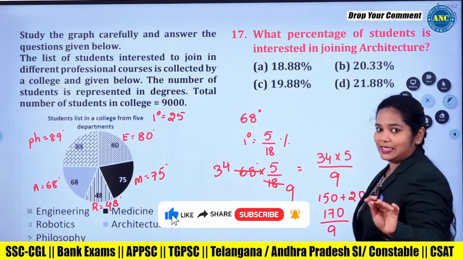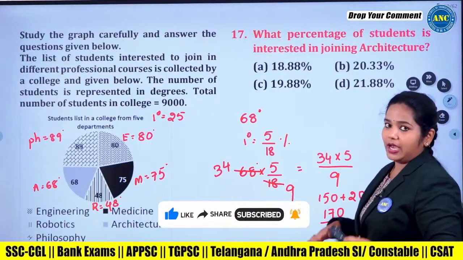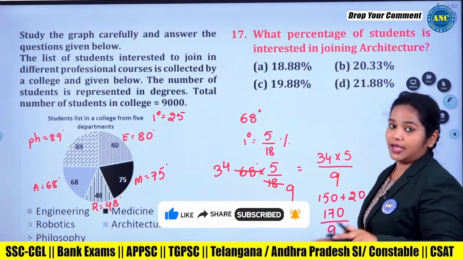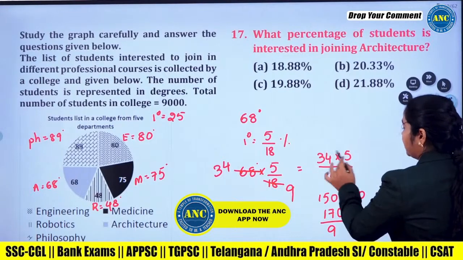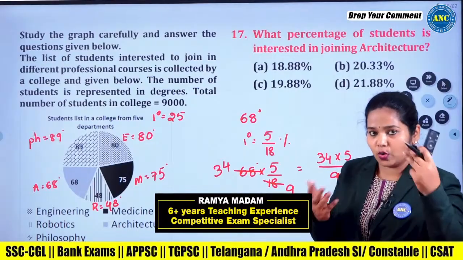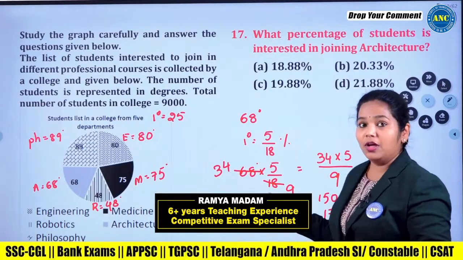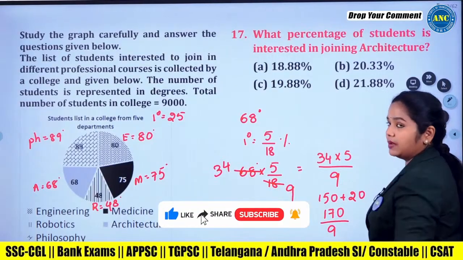What I am doing is just breaking down things simple. 34 into 5, I don't want to calculate such kind of complex things. So, simply I did 5 3s are 15, it's 150, 5 4s are 20, it's 20. That we can do in the mind. But if I do calculate it, you will not be able to figure out when you are trying to do it. That's the reason I have written here. So, it is 170 by 9.